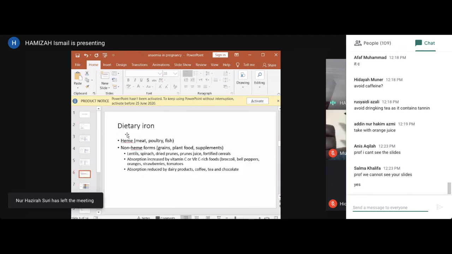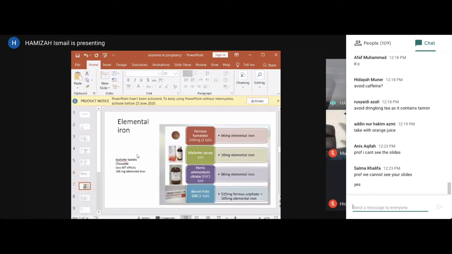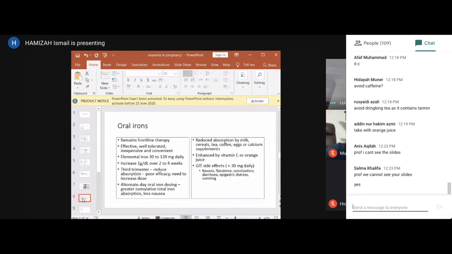Okay, you know the dietary iron, and these are elemental iron as you mentioned just now. Oral iron at the moment is still frontline therapy. It's very effective. The elemental iron needed is 30 to 60 for prophylaxis, and then up to 180 or 200 as therapeutic. The alternate day oral, as mentioned, gives greater cumulative total iron absorption, and at the same time less nausea to the mother.